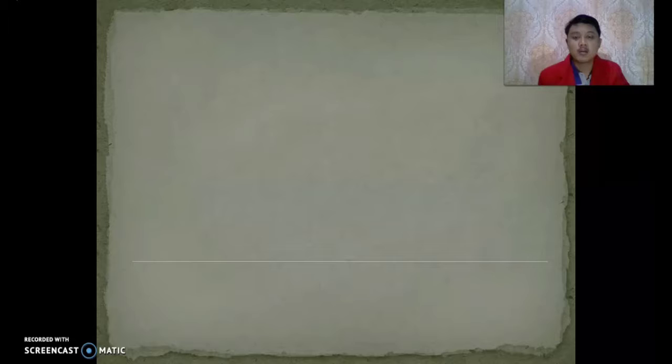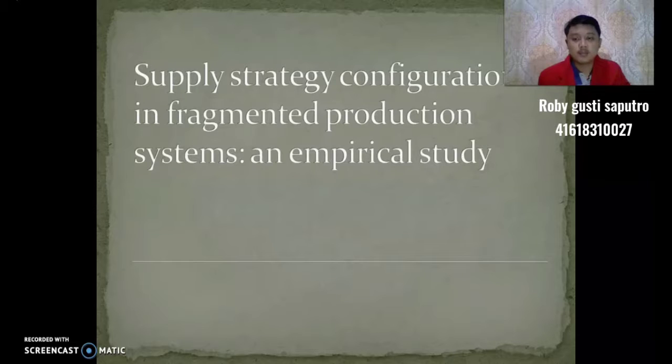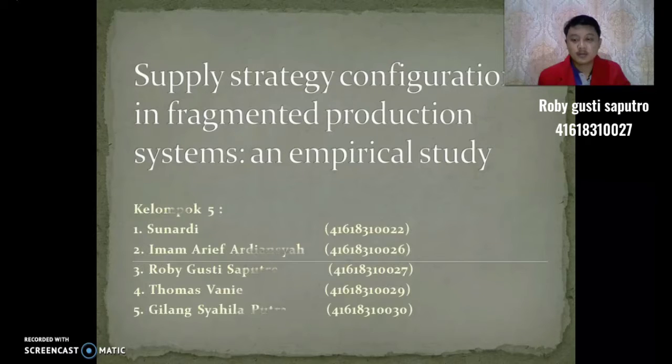Before I begin the presentation, I will introduce myself. My name is Roby Gusti Saputro. Today, me and my friends will review a journal about supply strategy configuration in fragmented production system and empirical study. And this is the name of group members.